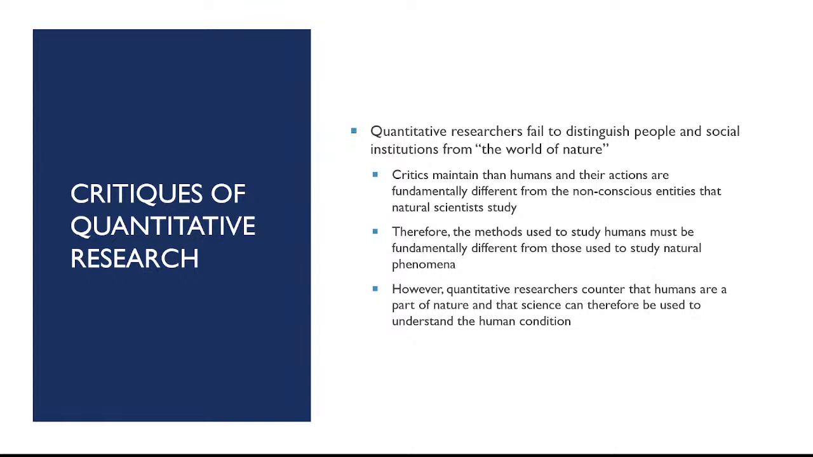Critiques of quantitative research. There's lots of them, right? Amongst the more prominent ones are these. Humans: you're essentially trying to use a scientific framework, the scientific method, to learn things about the social world. So some people will say that quantitative researchers fail to distinguish people and social institutions from the natural world, that humans and their actions are much more unpredictable.